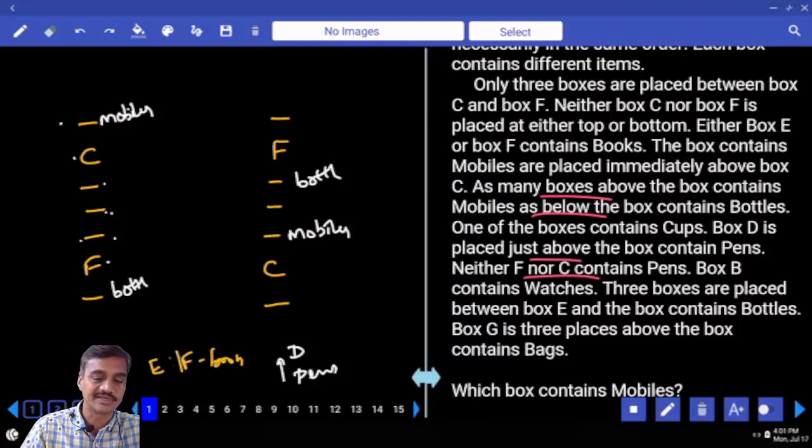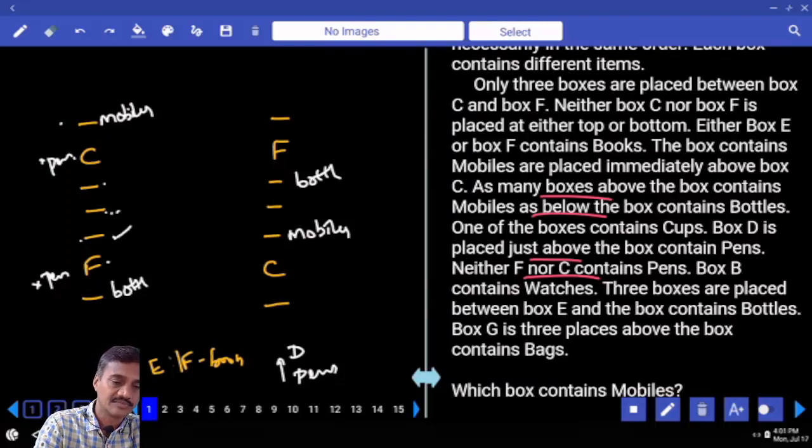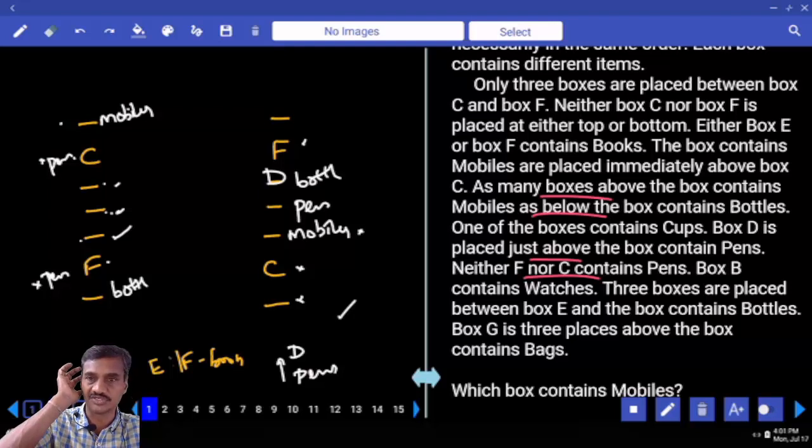Neither F nor C contains pens. F and C, pen is ruled out. Then what are the other possibilities? Now pen is here, D is here. Still there are 2 possibilities. And neither F nor C contains pen, so pen cannot be here, and pen cannot be here. What is the only possibility we have? Pen must be exactly between. If pen is here, D is here. Now here we have got one possibility. Then let us work out this one, then move on to the other thing.